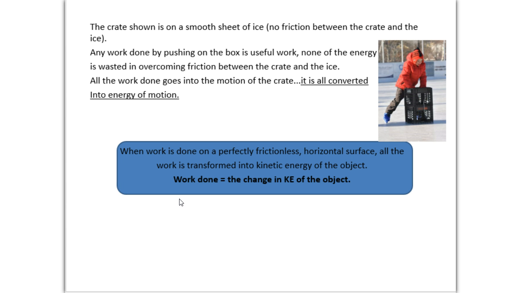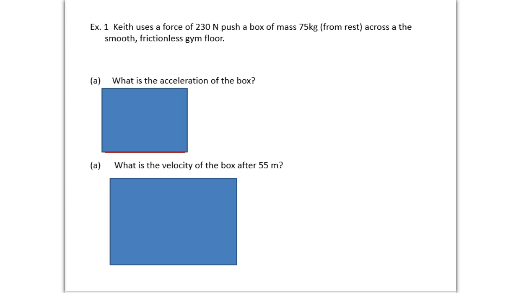Work when done on a perfectly frictionless horizontal surface is transformed into kinetic energy. So work done is equal to the change in kinetic energy of the object. Okay, so what does that look like? In example 1 here, Keith uses a force of 230 newtons to push a box that has a mass of 75 kilograms from rest across a smooth frictionless gym floor. So what's the acceleration of the box?